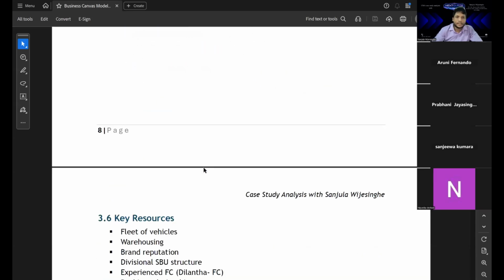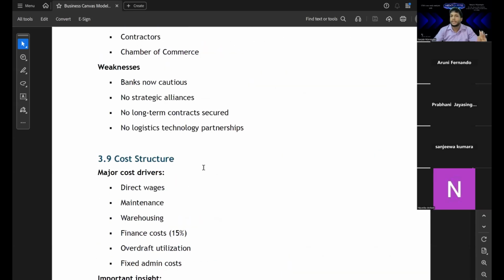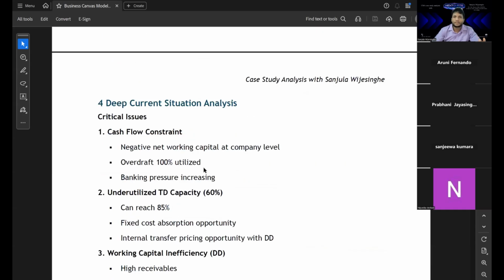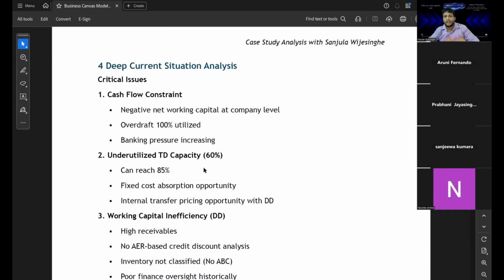Right? We will see. This is highly important when it comes to deep current situation analysis. Here also critical issues we have highlighted. Now you have learned them, but you need to refresh.